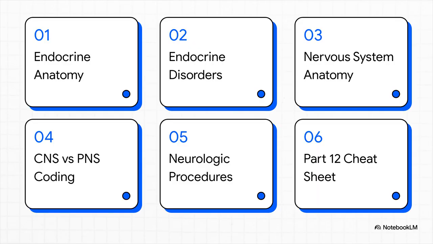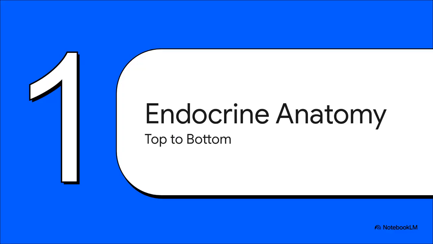All right, here is our syllabus for today's system-by-system clinical tour. We're covering endocrine anatomy, endocrine disorders and procedures, nervous system anatomy, that critical CNS versus PNS coding difference, neurological procedures, and wrapping it all up with a Part 2 cheat sheet. Section 1, Endocrine Anatomy, top to bottom.